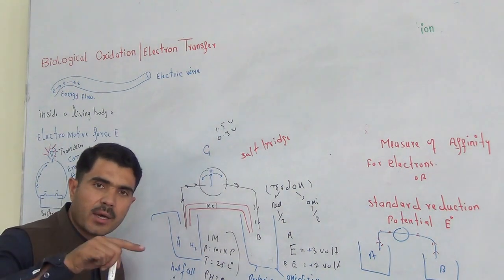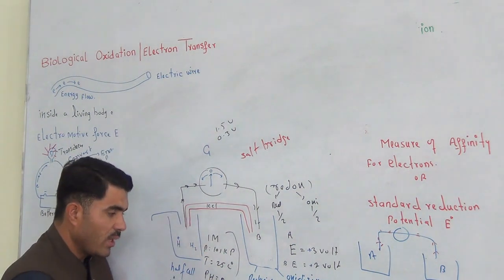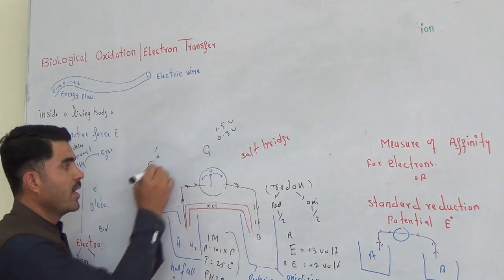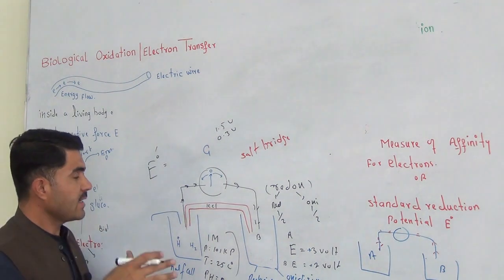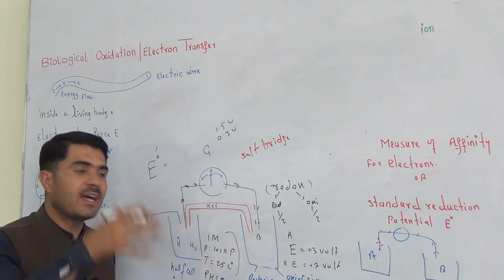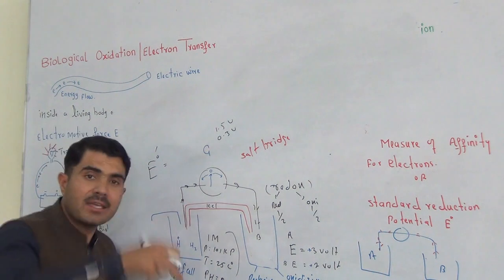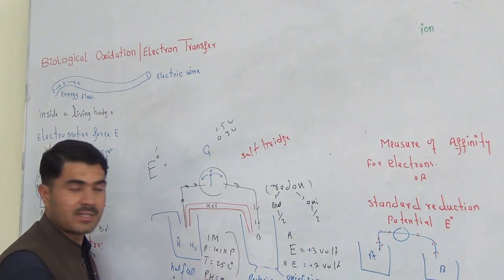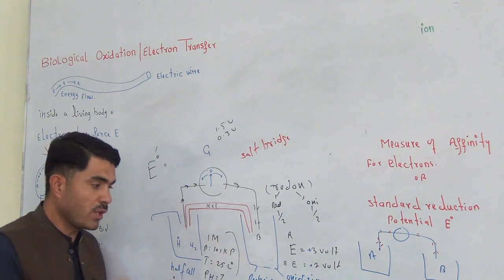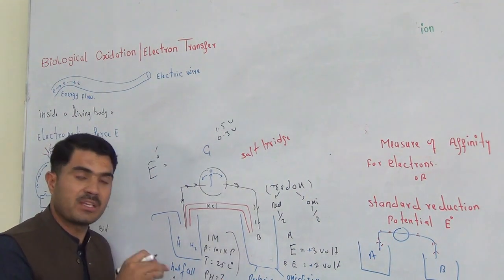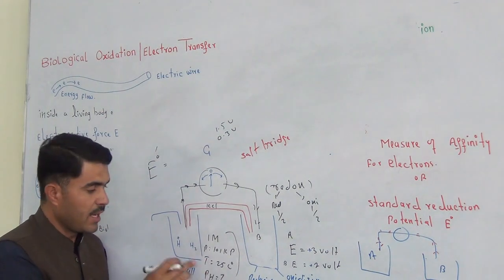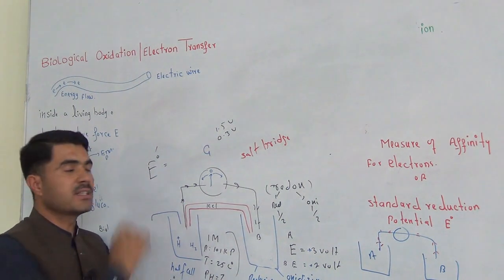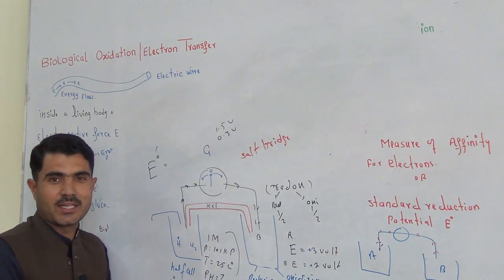Inside books, you will find E naught and a prime also there. Prime means that now you are performing that experiment in the living body according to the living body condition. In the living body condition, the pH is not 0, the pH is 7. So if you perform this at pH 7 and all the other conditions are constant, there will be a prime as well, meaning standard reduction potential at physiological pH.